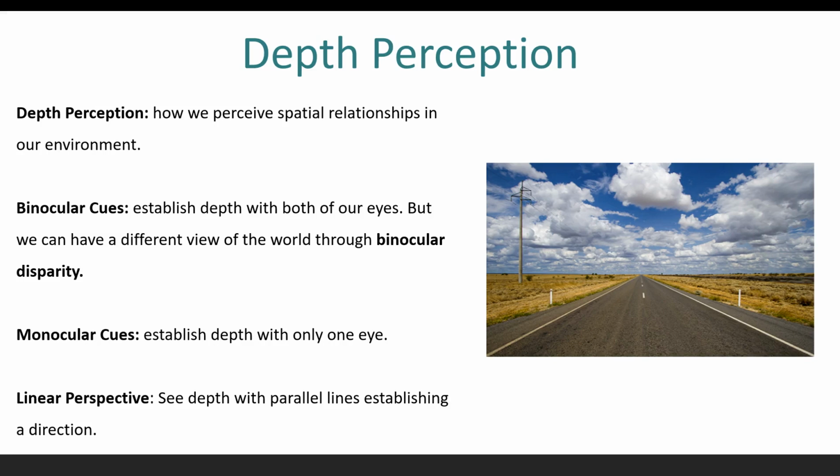And then linear perspective is when we see depth with parallel lines establishing a sort of direction. As you see here with this photo, we see parallel lines going forward into the distance, and this creates a depth perception of a linear perspective moving through the image.